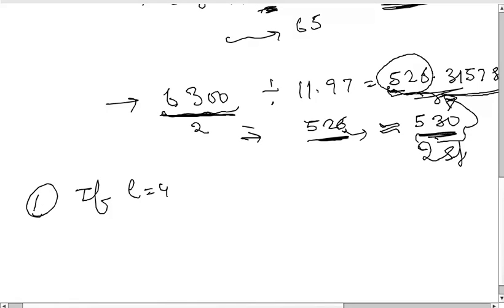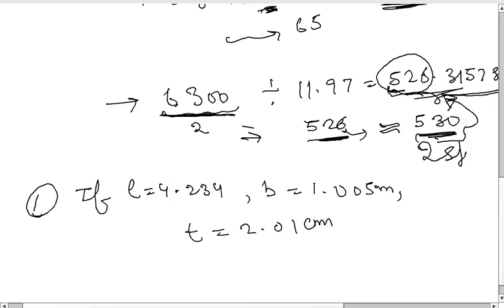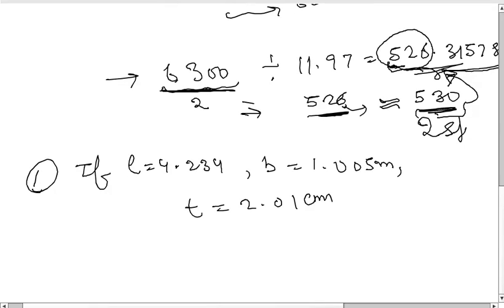So let us say the length is 4.234, my breadth is say 1.005 meter, thickness, or you can say height, is 2.01 centimeter. Okay, then what will be the area?